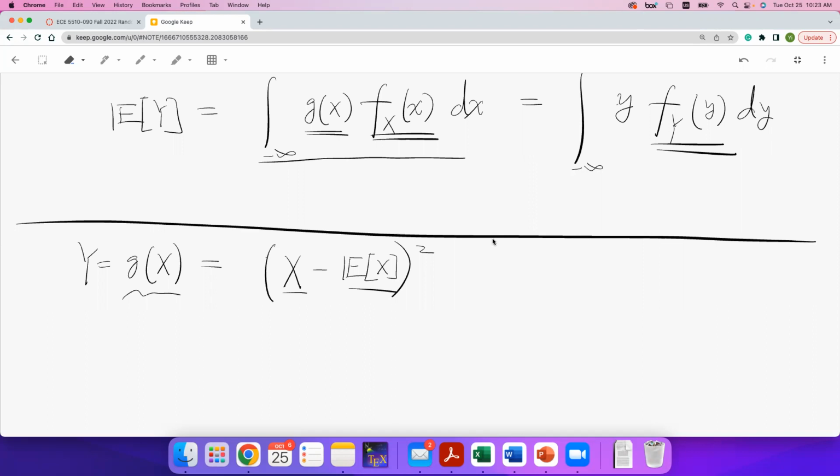And this is a valid quadratic function because in general, given this random variable x, the expectation of x is a fixed constant. We can calculate the value. So this is a certain constant. So it's basically x minus a certain constant to the power of 2. So it's a very standard quadratic function. We just treat this as a constant.